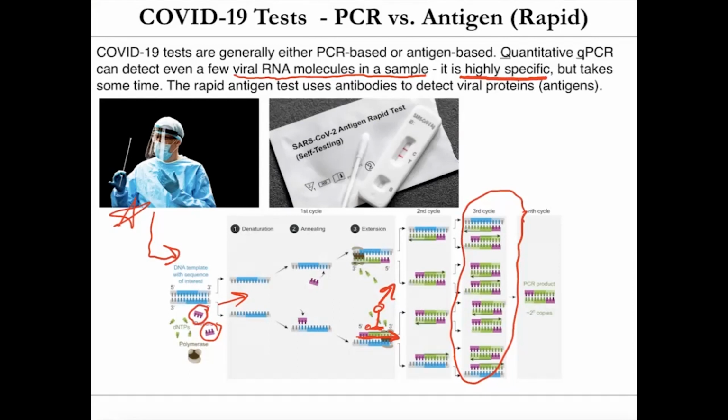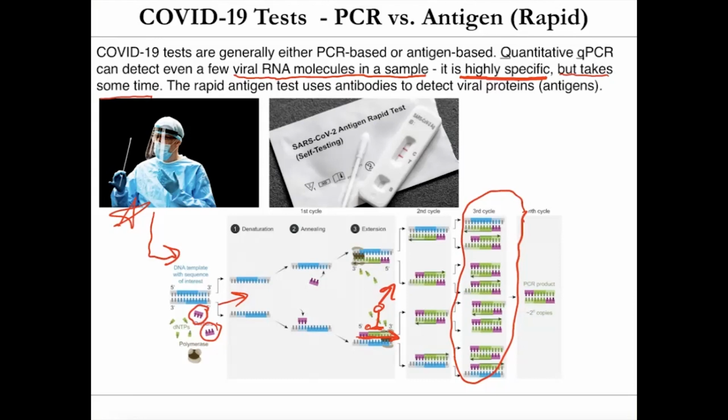However, the drawback from this test is that it takes some time. You have to set it up. It takes like 40 minutes to an hour to go through all 30 cycles. So that takes some time. You're not going to get your results back for a little bit. There are some hybrid tests that are a little quicker, but that's not super important.